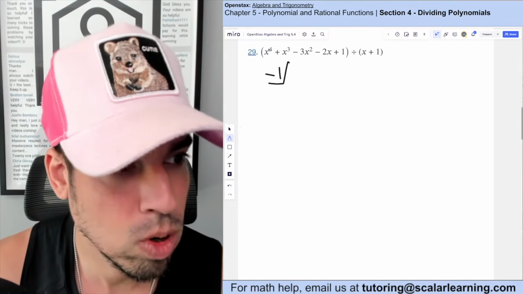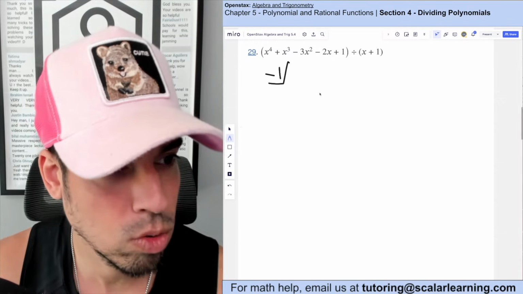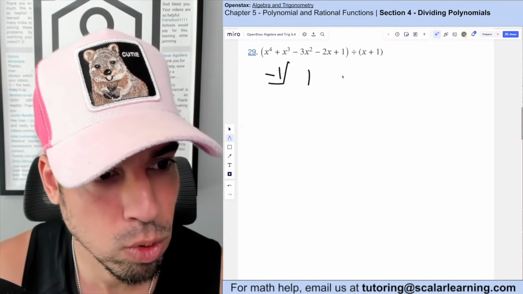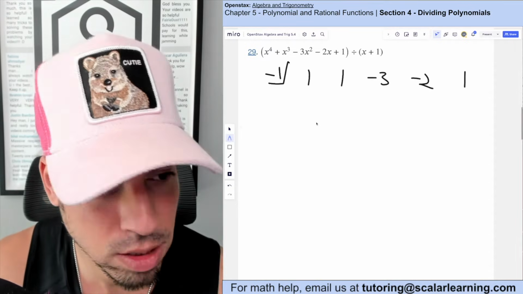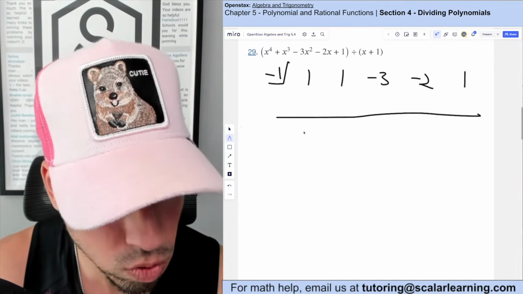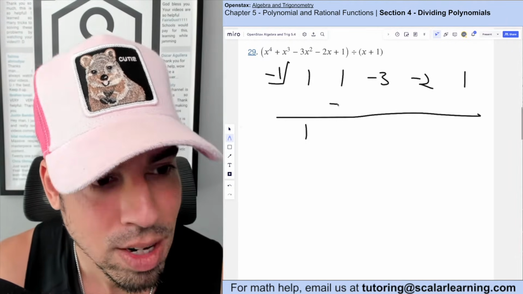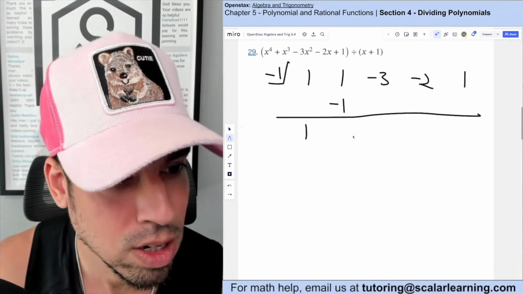For this one, we're going to put the opposite of this in our little box over here. We got -1, and then we've got the coefficients in order. So first we got 1x to the fourth, 1x cubed, -3x squared, -2, and +1. And let's go. Drop the 1. 1 times -1 is -1. Add these together. That's 0.